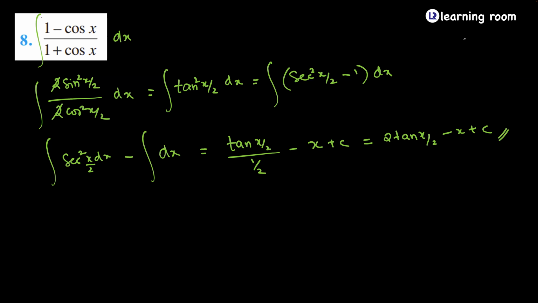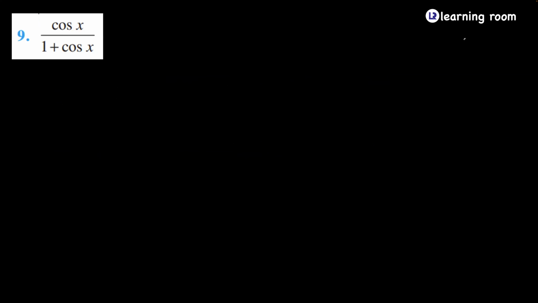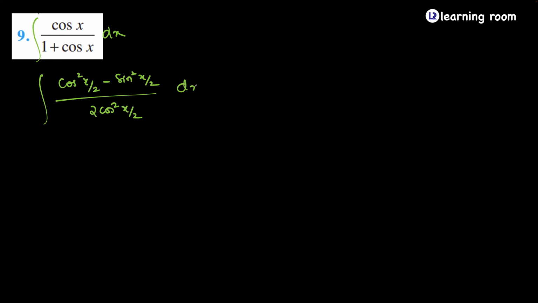Clear? Shall I proceed? Listen. The ninth problem is integral of cos x divided by 1 plus cos x. Right? So what you can do is write cos x as cos square x by 2 minus sin square x by 2. This comes from the concept of cos 2x. Divided by what is 1 plus cos x? It is 2 cos square x by 2 times dx.